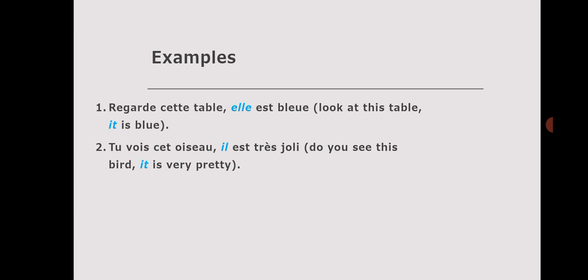Second example: Tu vois cet oiseau, il est très joli, which means, do you see this bird? It is very pretty. We are using "it" because it is a bird, but we use il, which we defined previously as he, because oiseau is masculine gender. You understand? We have elle and il, which stand for "it", the corresponding of it in French.